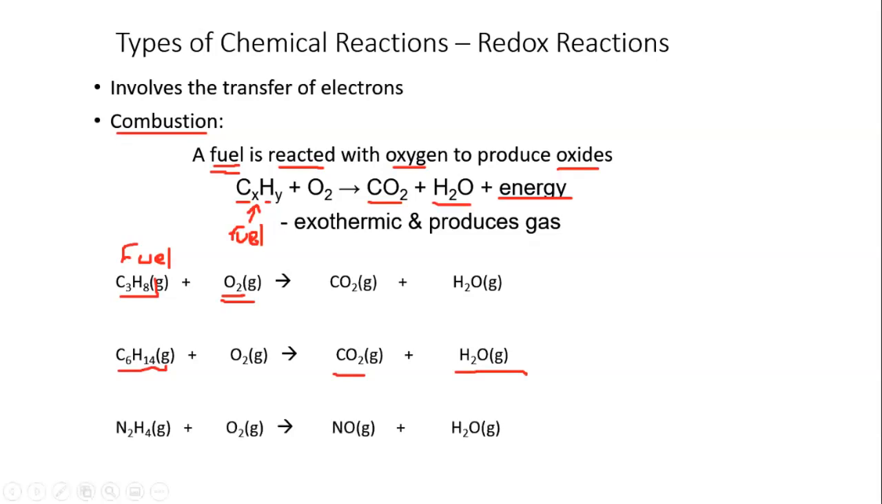Now, it doesn't just have to be a hydrocarbon. You can use a nitrogen-based compound, for example, or sulfur. Here we're using nitrogen. Again, this is our fuel, reacts with oxygen. Now we get oxides of nitrogen and hydrogen. So the things you're looking for in a combustion reaction: you're looking for a fuel as a reactant, oxygen as a reactant, and you form oxides of the fuel as products, and a lot of energy is released.